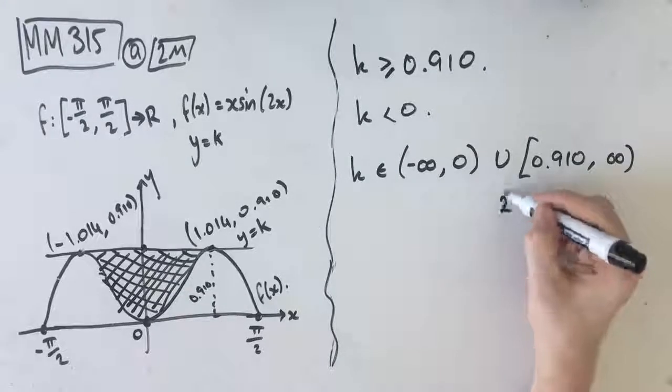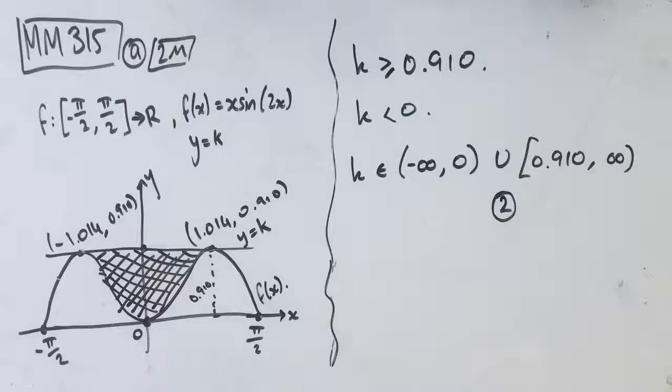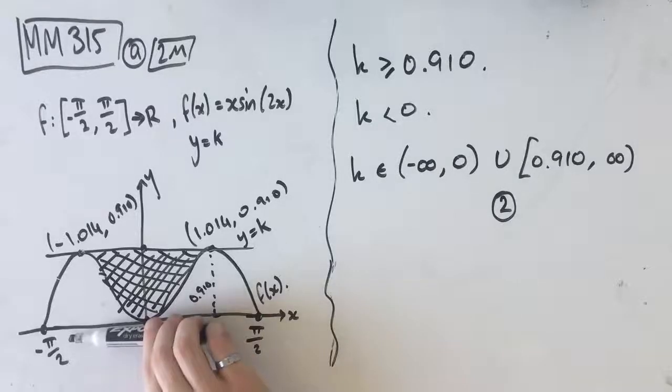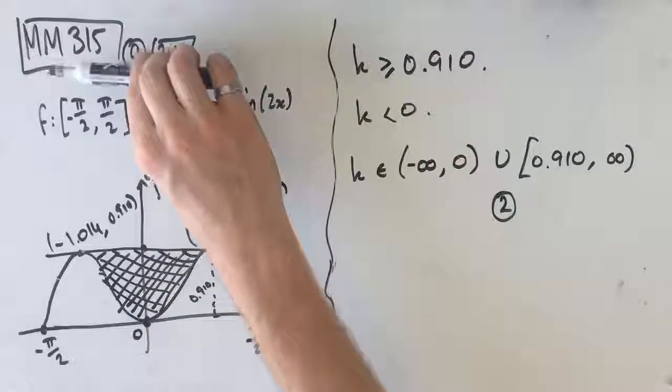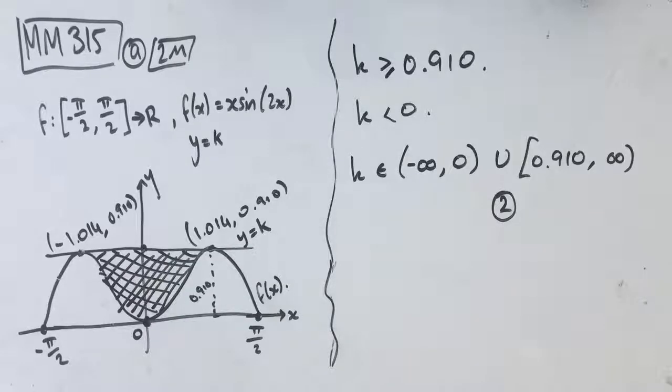And that's it. So that would be our second mark. So we have less than two or less points of intersection from negative infinity to 0 and from 0.910 to infinity. That's your final answer for this part A. If you have any questions, let me know. I know that might have been a bit confusing, but just hit me up in the comments. Let's move on to part B now.